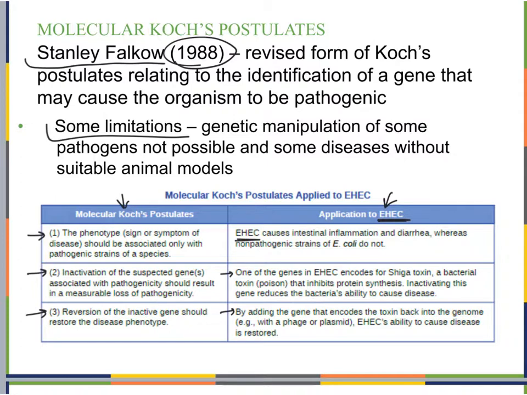So again, this is doing something similar to Koch's postulates, but it's more detailed. It's at the molecular level, where we say, okay, this is the phenotype. We can see the disease-causing genes, or the pathogenic or virulence genes. If we inactivate those genes, we see a decrease in pathogenicity. If we reactivate them, we see pathogenicity again.